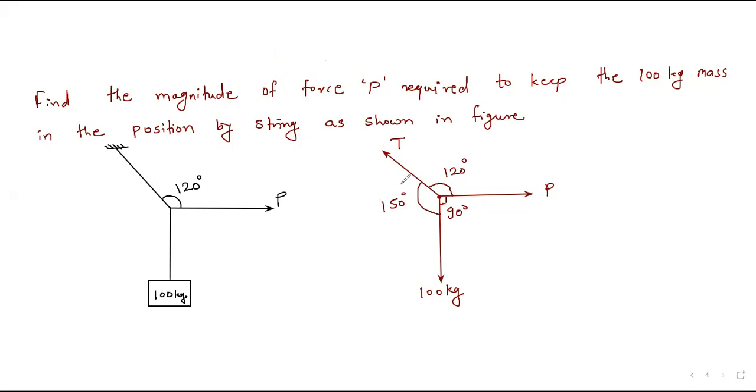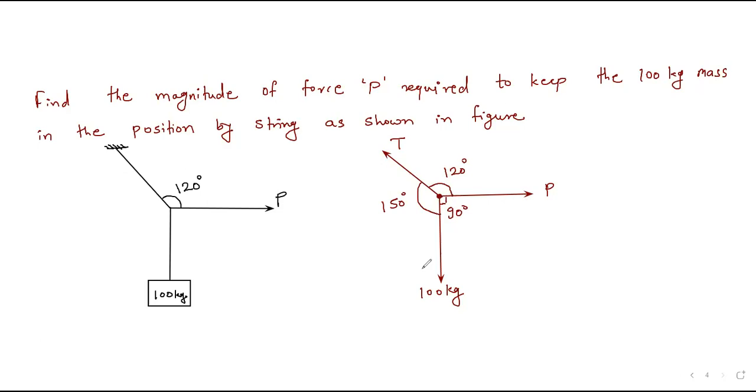Now it is very simple. You can see here three forces are there. If three forces are there, you can use Lami's theorem. Then you have to check that these three forces are acting on a single point. Yes, all three forces are acting on a single point. Then you have to check whether all three forces are outward or all inward. Here all three forces are moving outward from this center point. So we can use Lami's theorem over here.